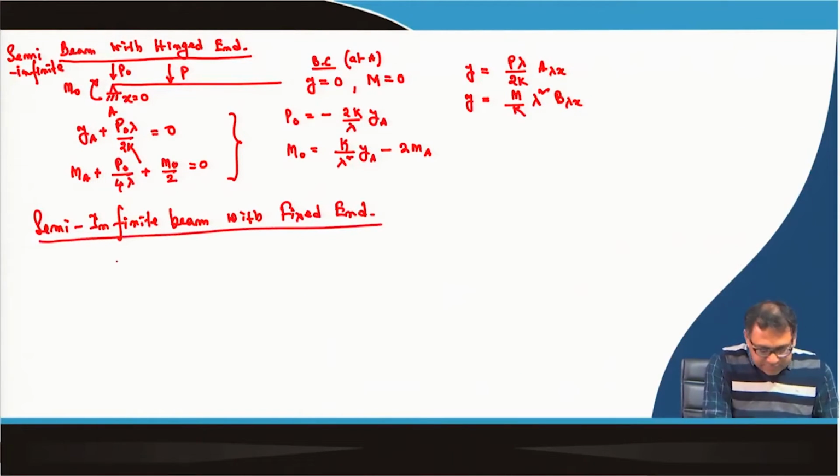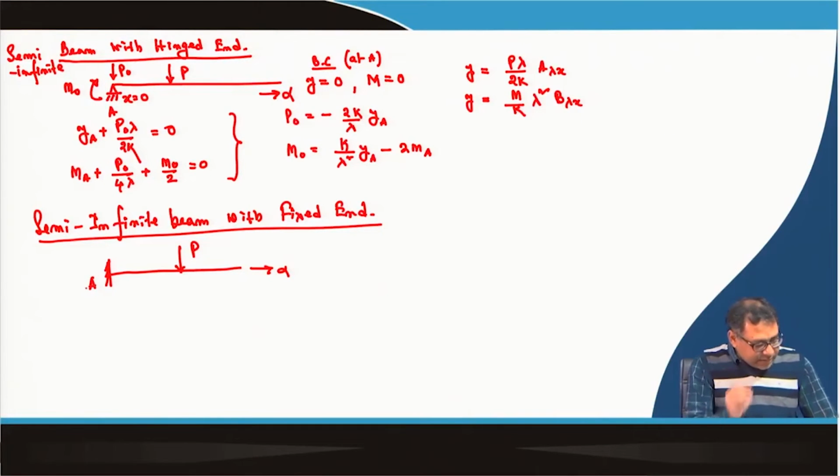This is the hinge end, this is the fixed end. So, this is the end condition, and here this side is infinite, and here also this side is infinite. So, this P is acting. This is the point A. So, what is the condition?